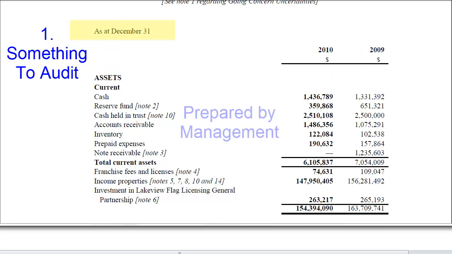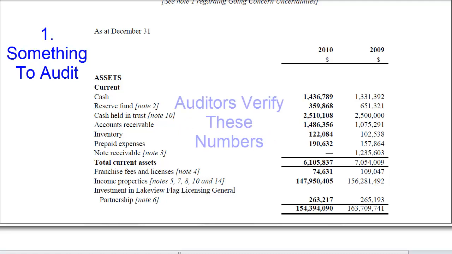This information is compiled by management, not the auditors. Auditors are usually professional accountants, like chartered accountants or certified professional accountants, but they do not prepare the financial information. To do so would impair their objectivity. That is, their appearance of being unbiased.